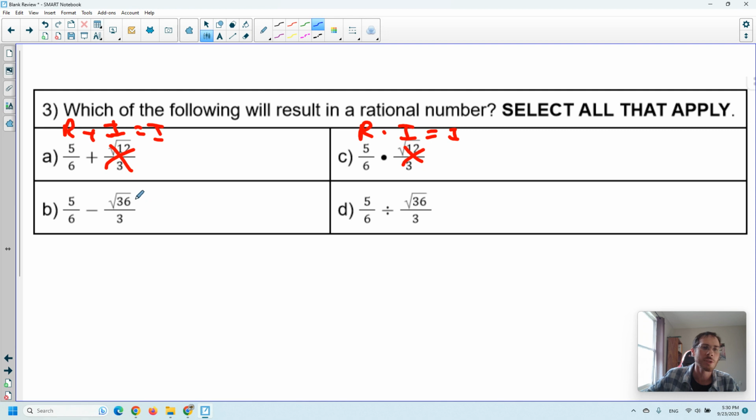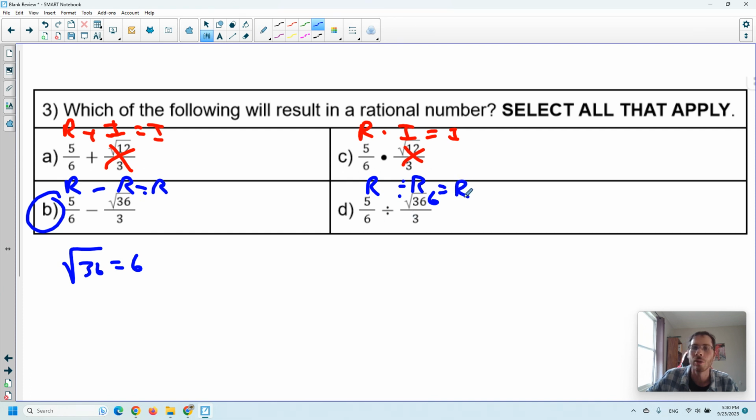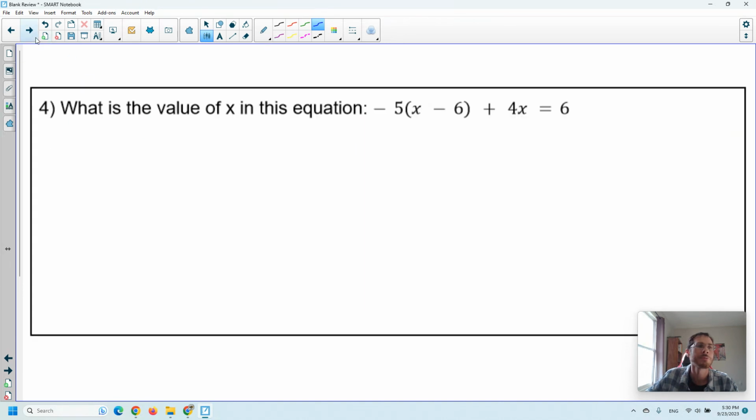Square root of 36. Actually, no, square root of 36 is 6. So that means that this is a rational minus a rational, which must be a rational number. And here again, I've got a rational divided by a rational. As long as this isn't 0 again, and there's no zeros in the denominators, we're going to get an answer that is rational. So I'm going to pick D for that one. Again, you can throw these all in a calculator if you want, but that's the way that one works.